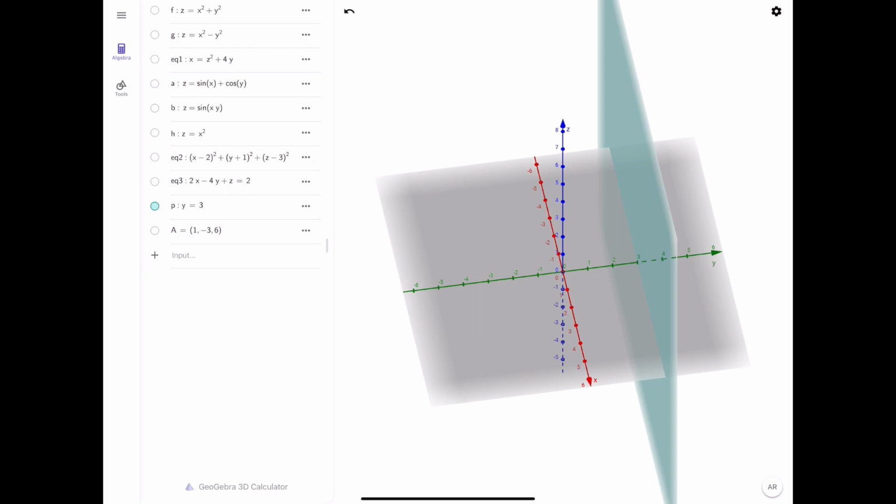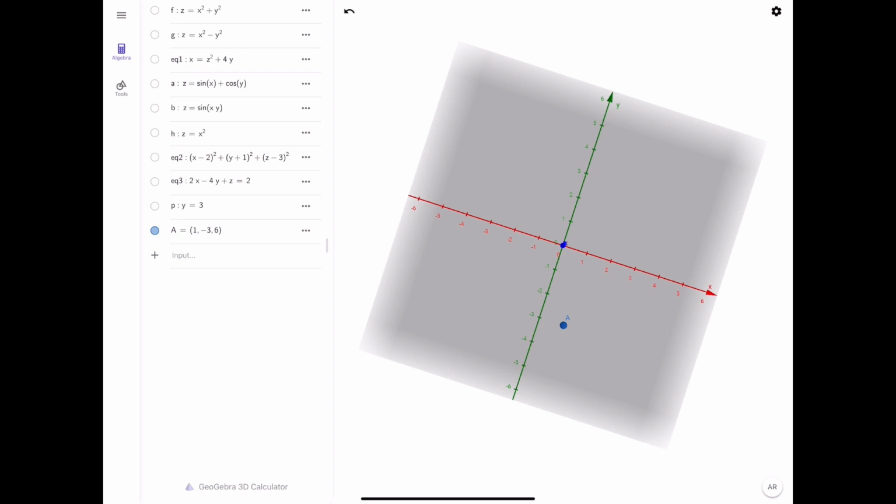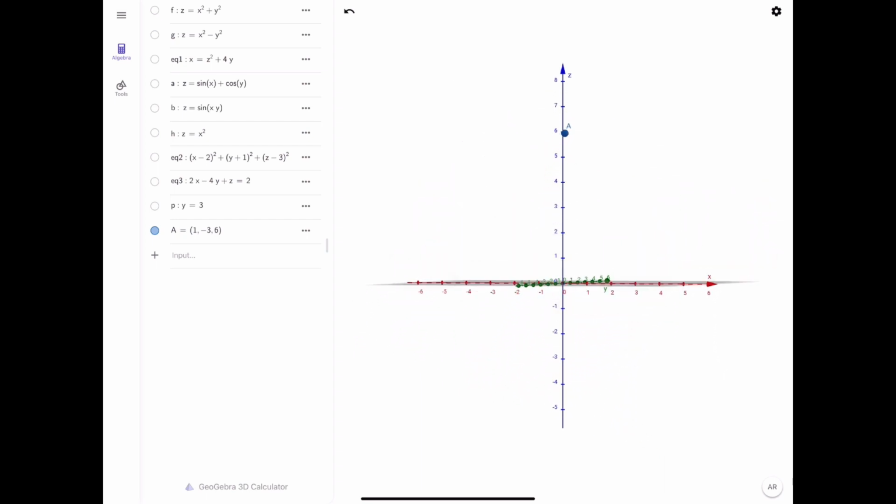Let's take a look at a point. To plot a point in GeoGebra, you just do an ordered triple. So this is (1, -3, 6). And if we look in the x direction, the red axis, we see 1 in the x direction, negative 3 in the y direction, that's the green axis. And then we're going up vertically 6 in the z direction, that's that blue axis there.